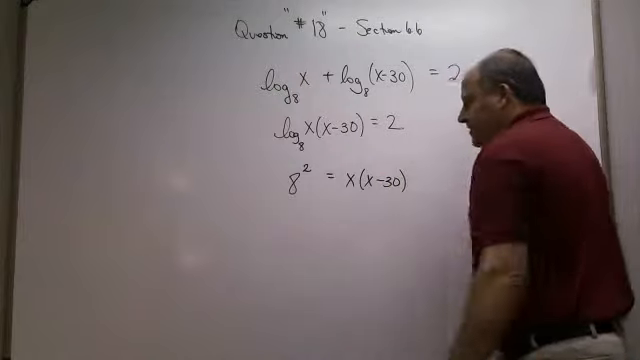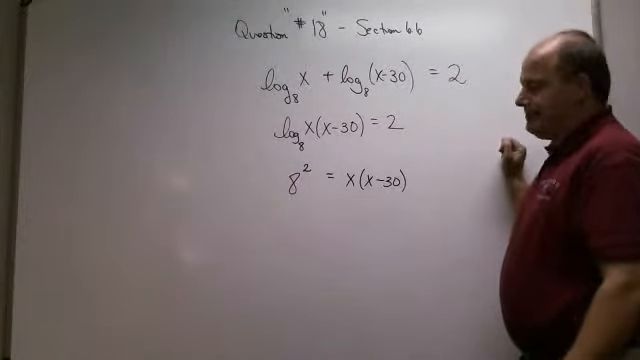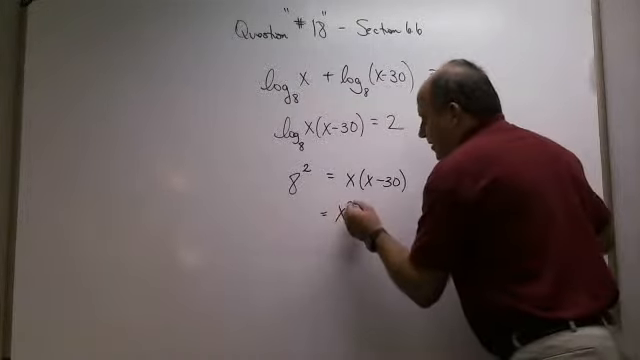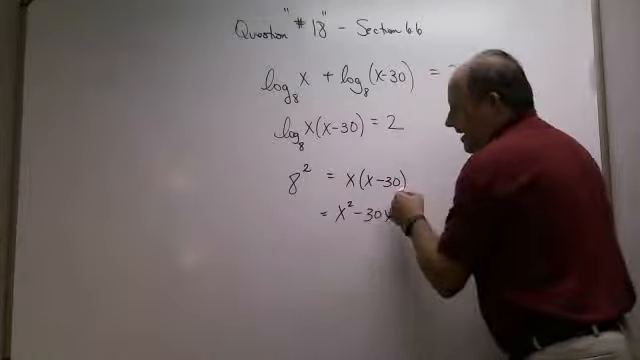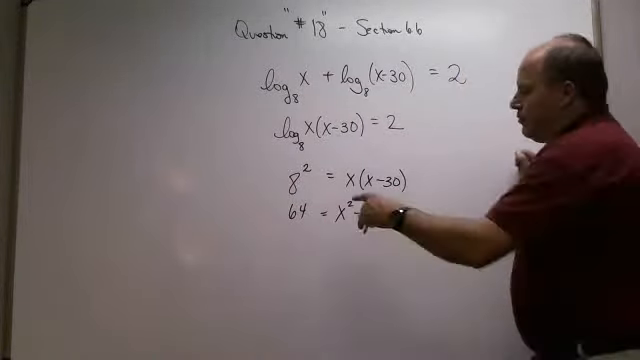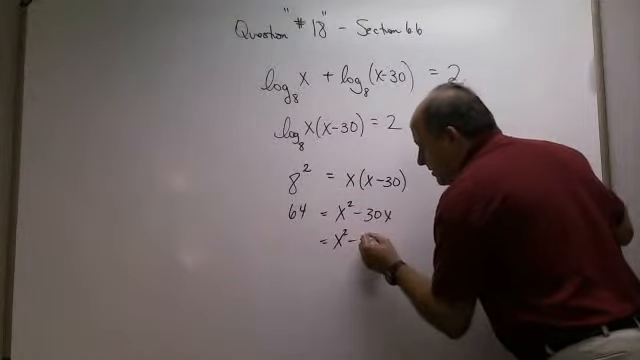And at first glance, it looks pretty bad, and it's not going to be easy. But it is quadratic, I believe. Because this is x squared minus 30x, distributing the x, and this becomes 64. And then when you move the 64 to this side, it becomes just a quadratic equation.